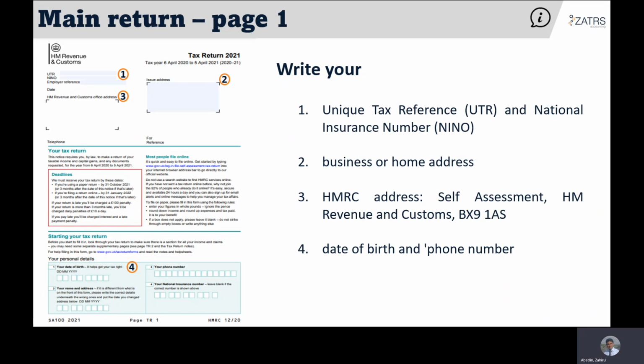So here we are with page 1 of the main return. And as I mentioned earlier, at the top of the page, where on the presentation slide marked as 1, you need to write in your unique taxpayer reference, UTR, and the NINO, your National Insurance number. The next item over to the right, marked as 2, was labeled the issue address. It's a bit confusing, but this means your address, the address for your business, or if you're working from home, your home address. And then to the left, marked as 3, you put in the HMRC address.